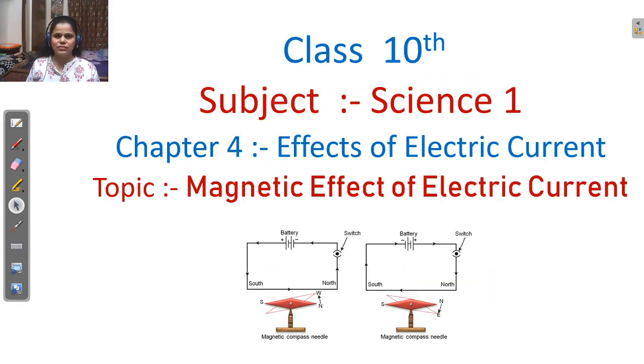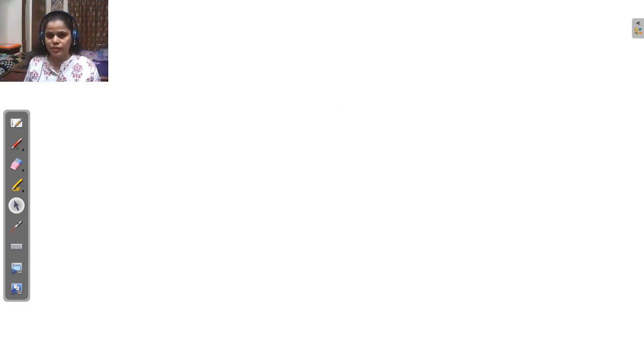This is class 10th, Science 1. Our chapter is effects of the electric current, and today's topic is the magnetic effect of the electric current. In our previous lecture we studied the heating effect of the electric current and its applications. So let's move on to today's topic: magnetic effect of the electric current.